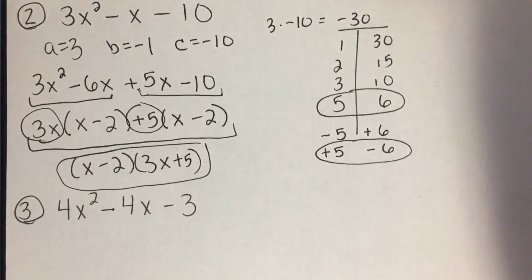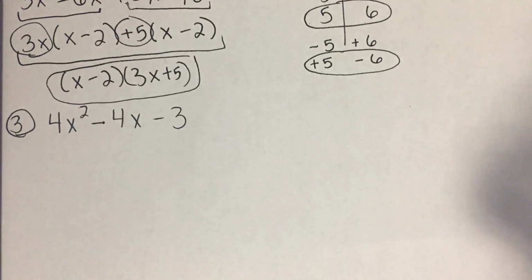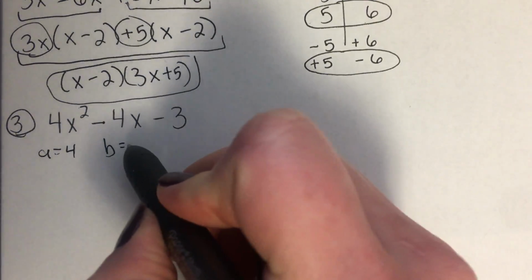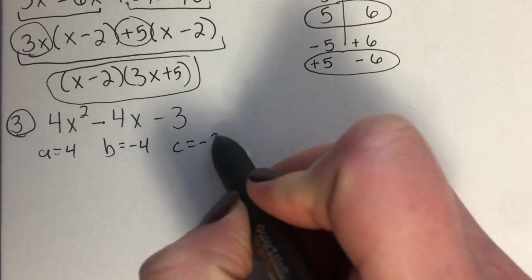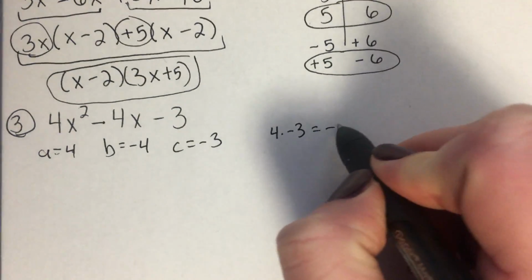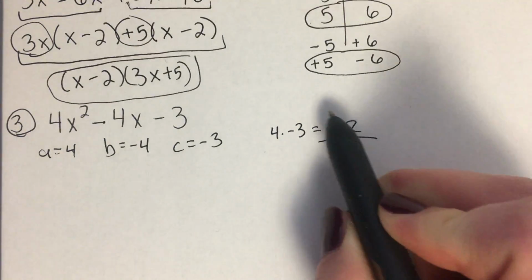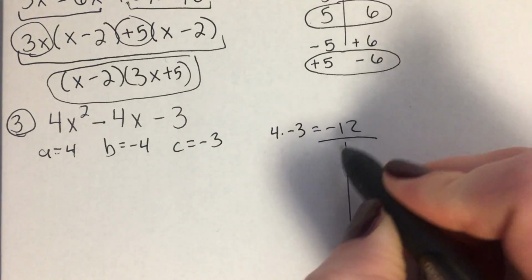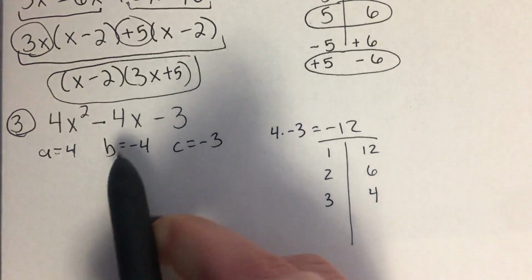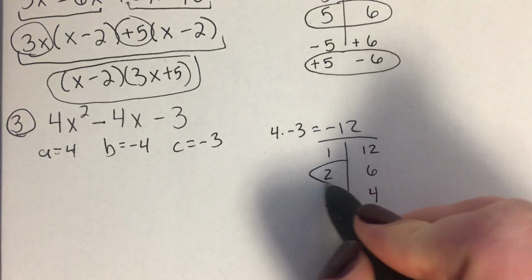Okay, if you want to try the last example on your own, go ahead. All right, so once again, I have A equals 4, B equals -4, and C equals -3. So A times C is going to be 4 times -3, which is -12. Again, I know that I'm going to have different signs. So 1 and 12, 2 and 6, 3 and 4. The two that are going to help me make -4 are 2 and 6.